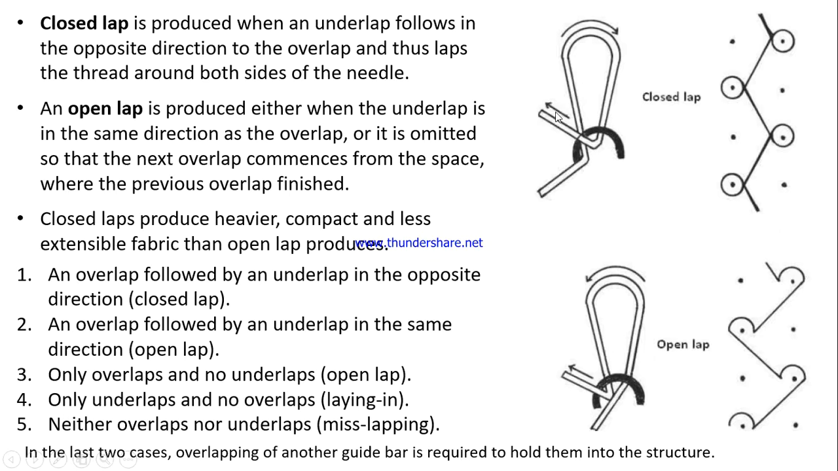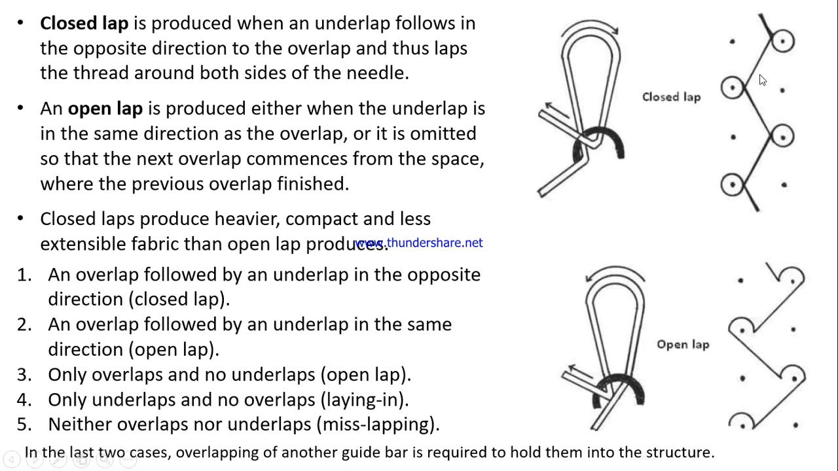You can imagine that when a loop has been closed, that means crossed, then a tighter fabric can be produced. The tighter fabric will be compact, heavier and less extensible. Whereas in case of open lap, when the loop is open, then the structure will be very loose, less heavy and less compact, and highly extendable.